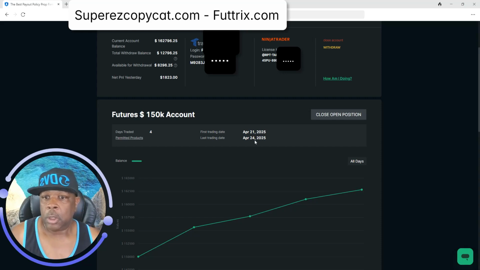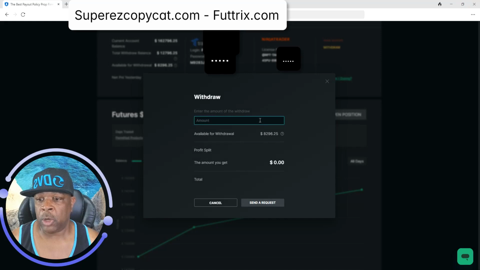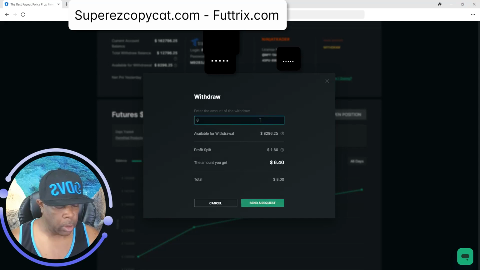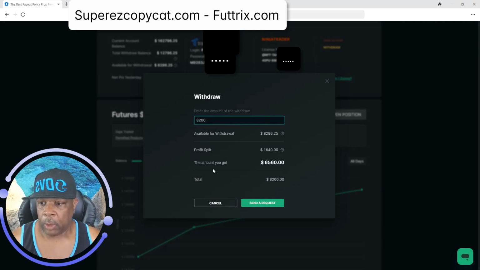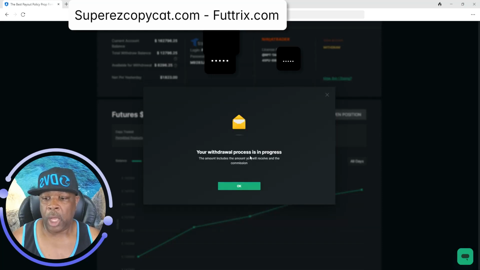Okay. So I'm going to go ahead and hit the withdraw button. They're going to ask me. Now watch how this also works. Let's do just 8,200. Now look at this. Remember, it's an 80-20 split. So 20% goes to them, 80% goes to me. Out of the total amount, I give them their share, which is only $1,640, and I get to take home for weekend money $6,560.